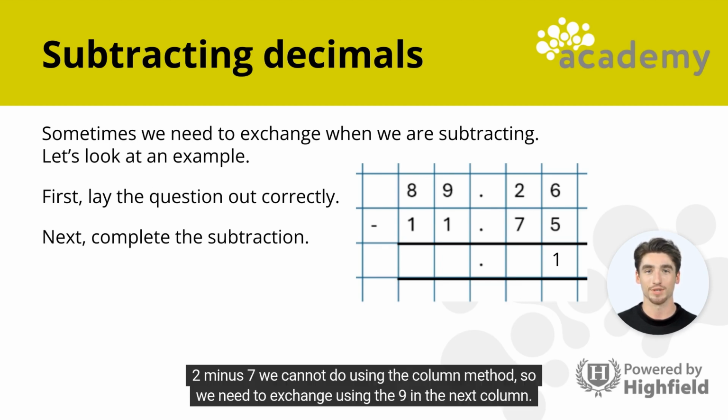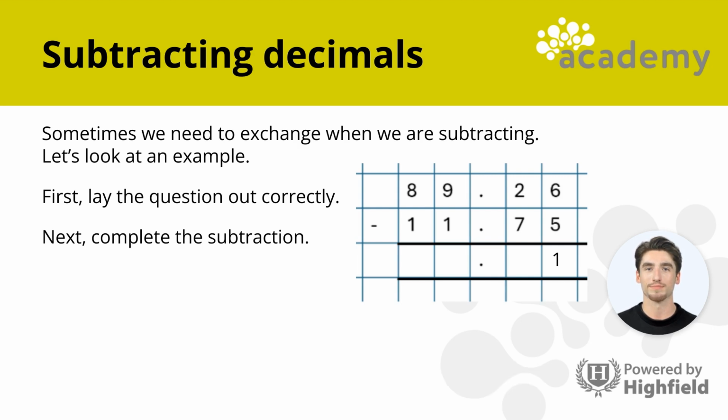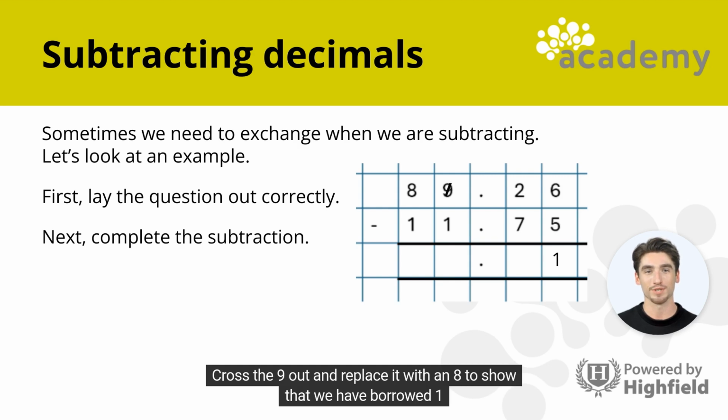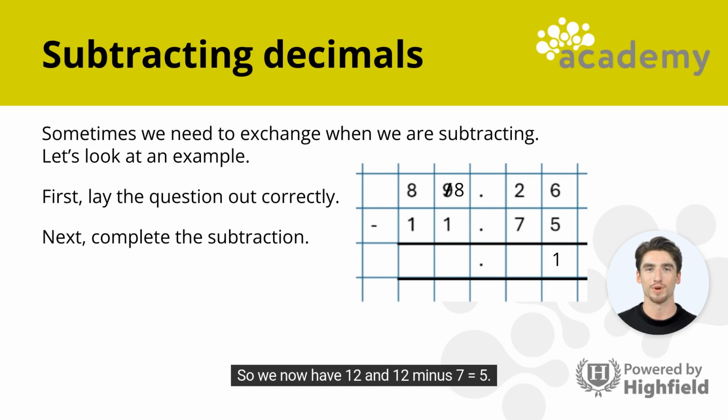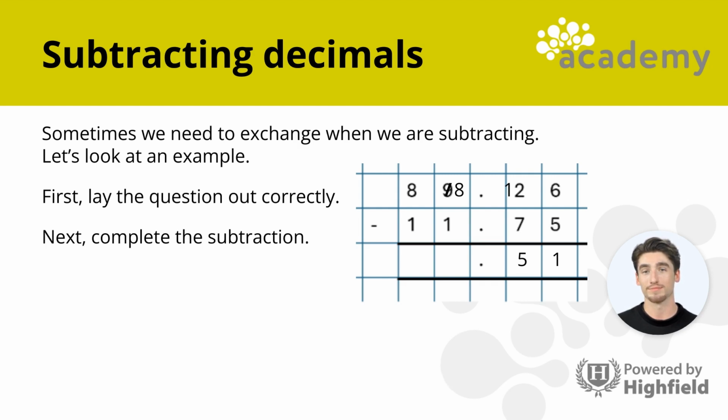2 minus 7 we cannot do using the column method, so we need to exchange using the 9 in the next column. Exchange 1 from the 9. Cross the 9 out and replace it with an 8 to show that we have borrowed 1. So we now have 12, and 12 minus 7 equals 5. The 9 in the 1's column is now an 8. Therefore, we do 8 minus 1 equals 7. Finally, 8 minus 1 equals 7. The final answer is 77.51.